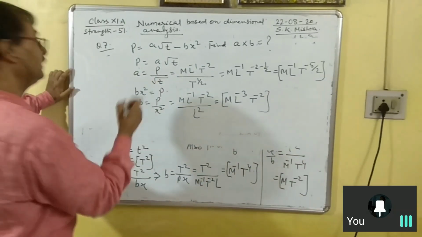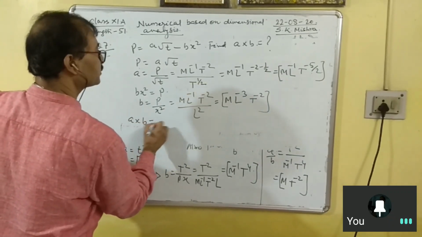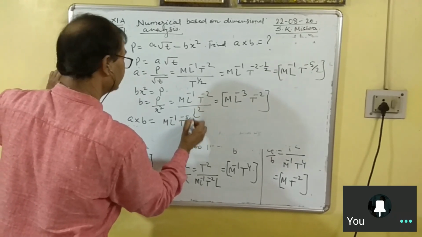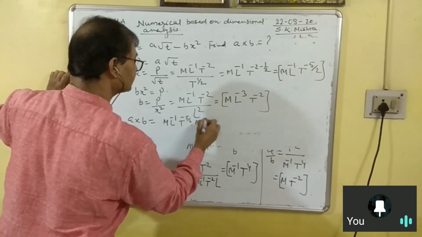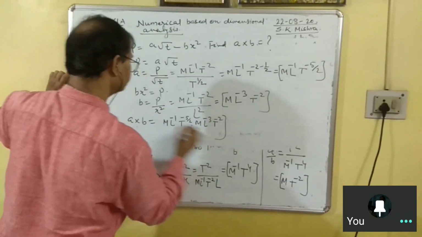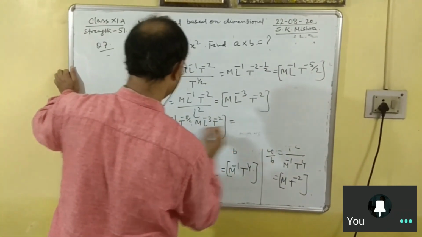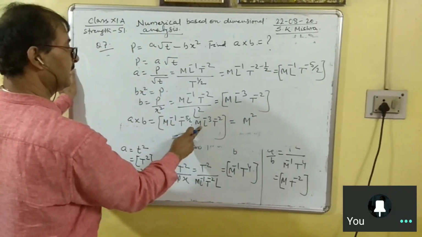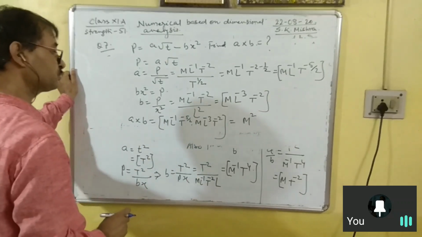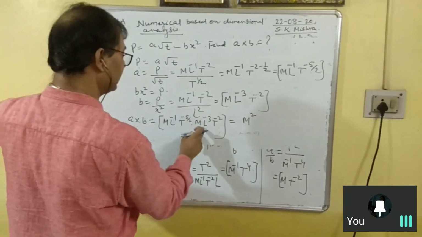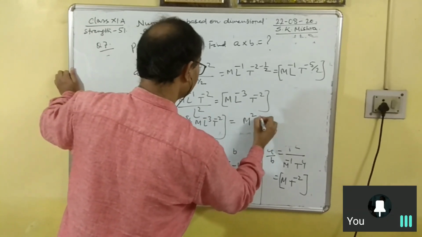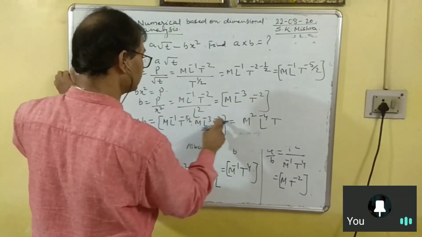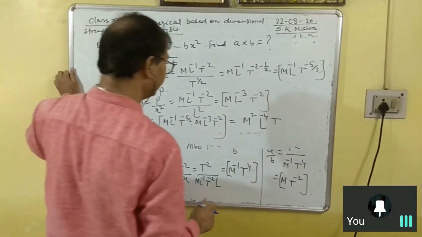Now finally you have to find A into B. So A is ML^-1 T raised to minus 5 by 2 and then B is ML^-3 T raised to minus 2. So just write here, this is M raised to 1, M raised to 1, so this is M raised to 2, then L raised to minus 1, L raised to minus 3. It's how much? L raised to minus 4, and then T raised to minus 5 by 2 and then minus 2. 2 into 4, minus 5, minus 4, minus 9 by 2.